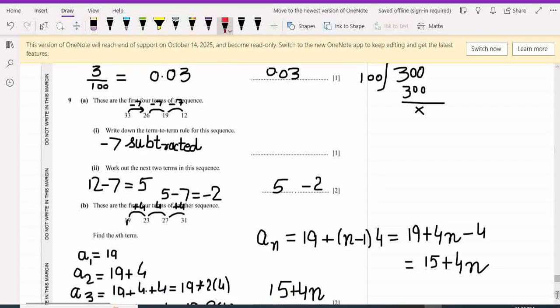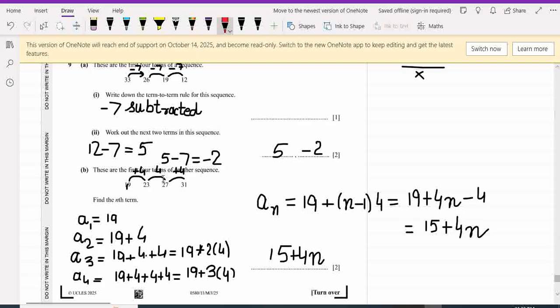Next, there are the first 4 terms of a sequence. Find the nth term. Look here. Again, in this question, 4 is being added. This is 19. 19 plus 4 is 23. 23 plus 4 is 27. 27 plus 4 is 31. So 4 is being added.